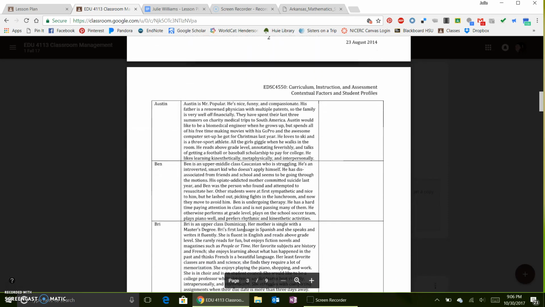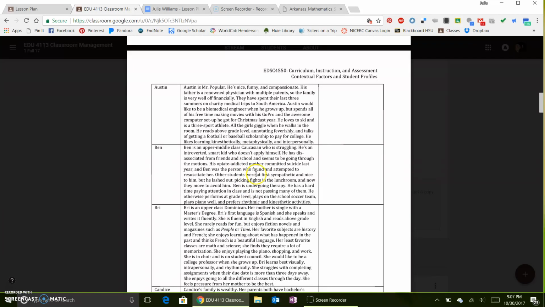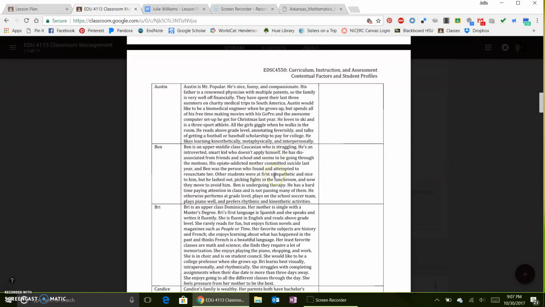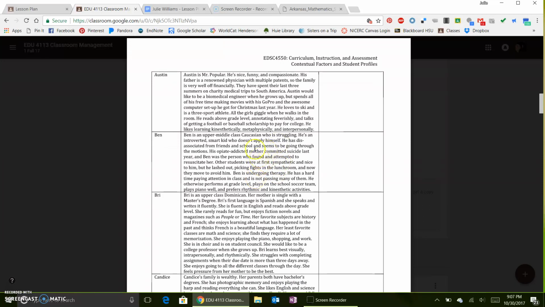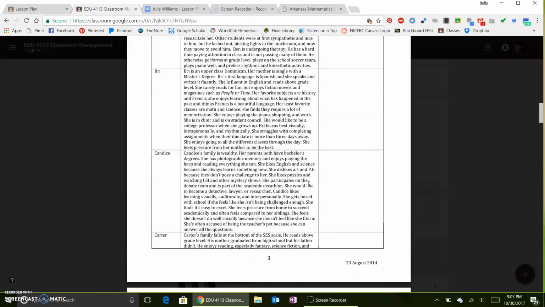Here's another one. Ben is introverted. He doesn't really apply himself. He's had a really tough life. He's been lashing out, so he's undergoing therapy. He has a hard time paying attention in class and is not passing many of them. You only have to pick a few of these students, 4 students, and some of them are going to have similarities.